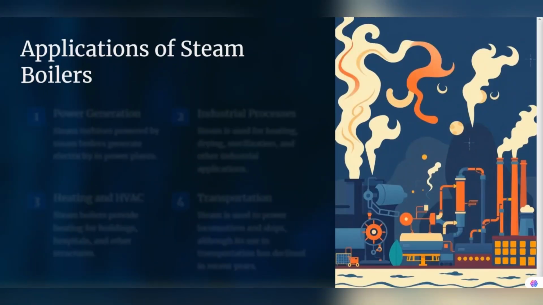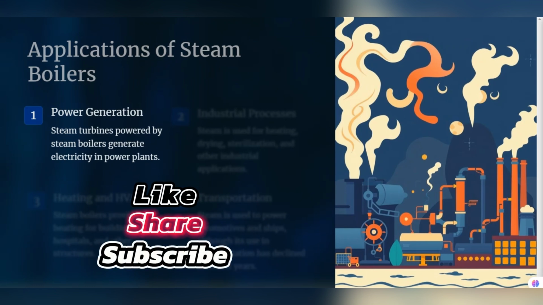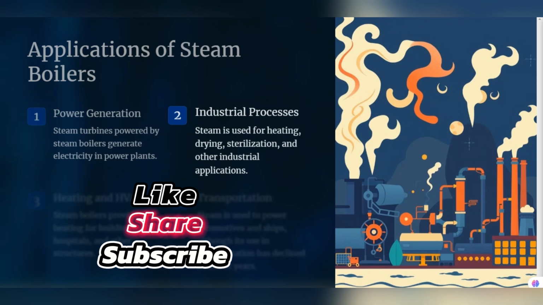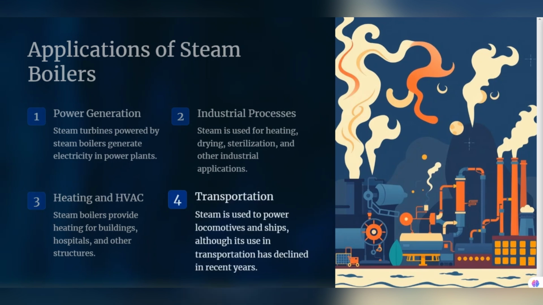Applications of steam boilers. Power generation. Steam turbines powered by steam boilers generate electricity in power plants. Industrial processes. Steam is used for heating, drying, sterilization, and other industrial applications. Heating and HVAC. Steam boilers provide heating for buildings, hospitals, and other structures. Transportation. Steam is used to power locomotives and ships, although its use in transportation has declined in recent years.